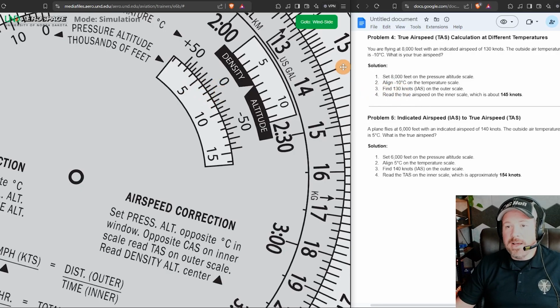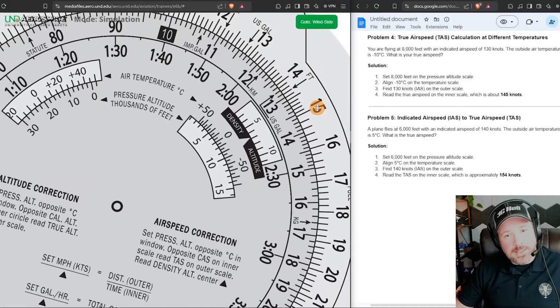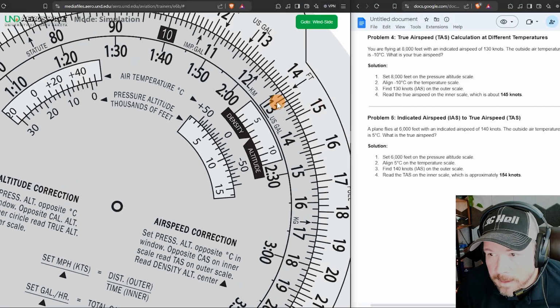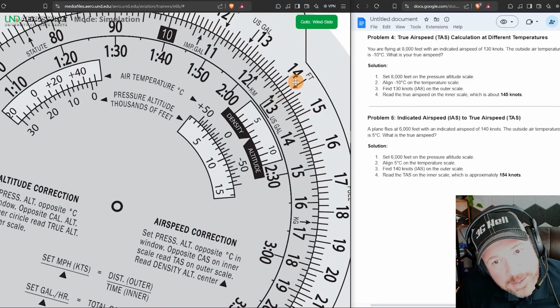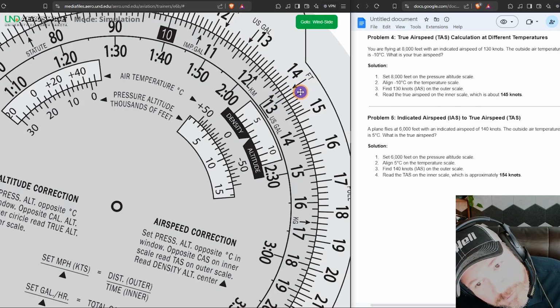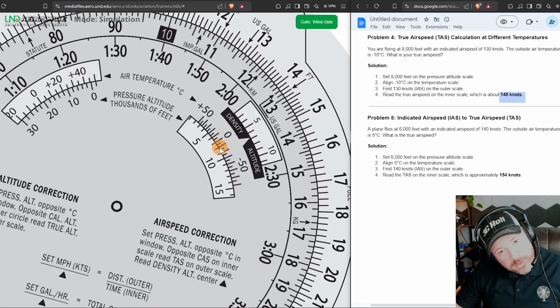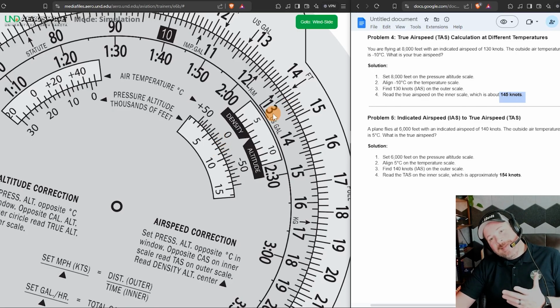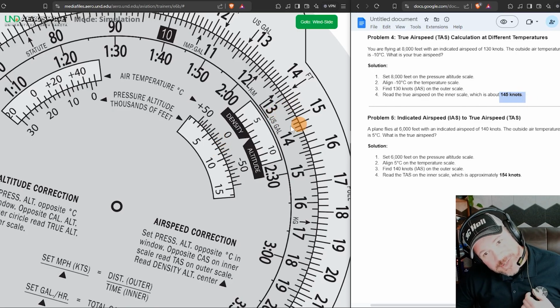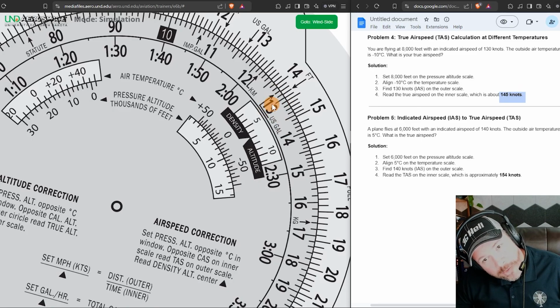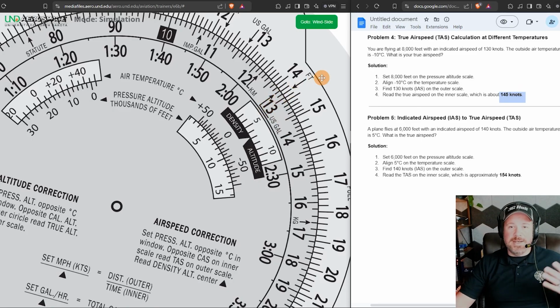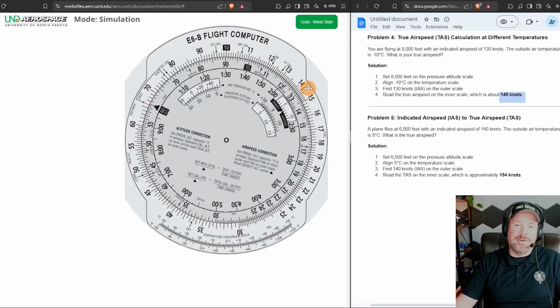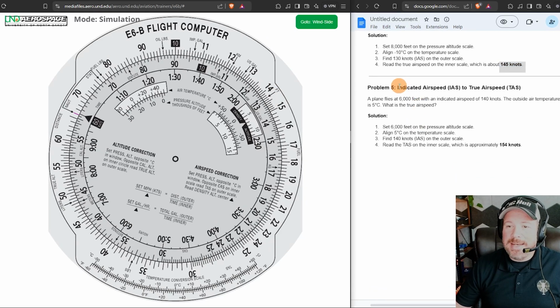So now we find 130 knots on the outer scale of the ring. And then the outermost scale is going to be about 144. So 5, 6, 7, 8. Yeah, it's not the most accurate answer here. I would have gone 144, but I'm splitting hairs at that point. Like 145, 144. Last problem: indicated airspeed to true airspeed.